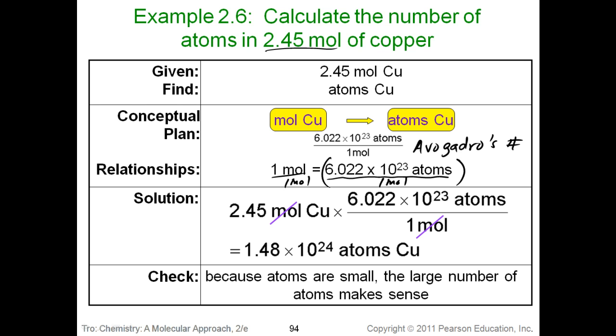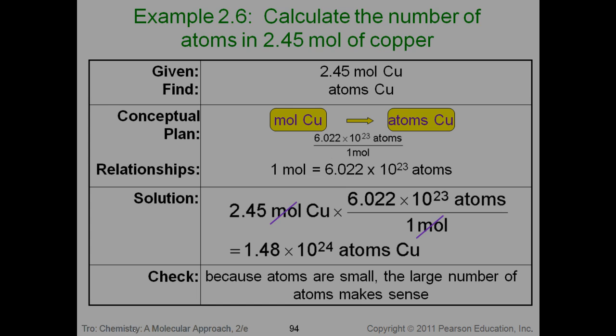Now here's another check to make sure you know you're on the right track. You have 2.45 moles of copper. You know that 1 mole is Avogadro's number. So we have more than twice that. So we would expect this number to be at least 1.2 times 10 to the 24th. So if this number is larger than 1.2 times 10 to the 24th, well, that makes sense because we have a little bit more than 2 moles of copper. So that's a way to check to make sure you're on the right track.